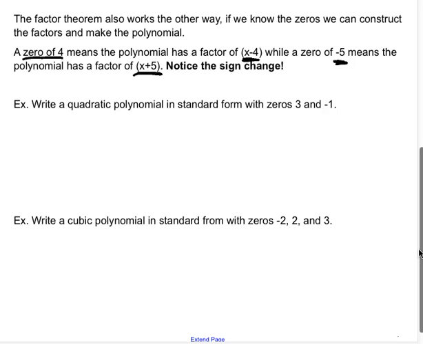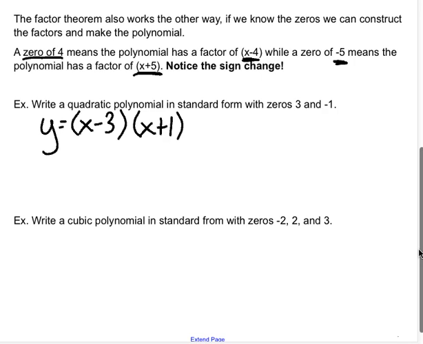So here, write a quadratic polynomial in standard form that has zeros 3 and negative 1. Well, a factor of x minus 3 is what makes that 0. And x plus 1 gives you that 0 of negative 1. Okay, or sorry, 0 of negative 1 is what I meant.